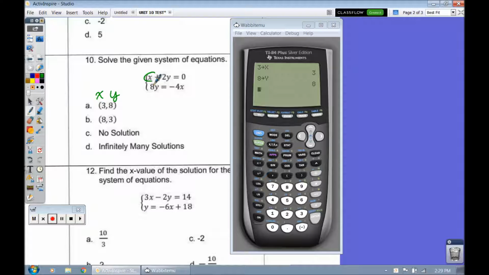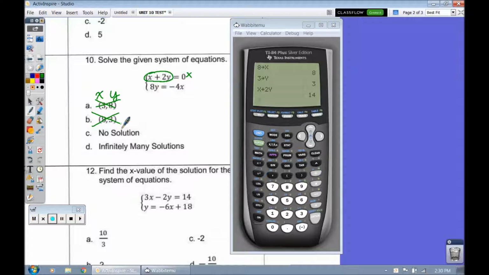Let's type in this, we'll call this the green guy. Let's type in the green guy. X plus 2 alpha y. Let's see if we get a value of 0. We do not get a value of 0. Goodbye, 3, 8. Let's store 8, 3. So 8 goes for x, 3 goes for y. Let's type in our green equation, x plus 2y. Let's see if we get a value of 0. And we don't get a value of 0, which means this is not an answer.